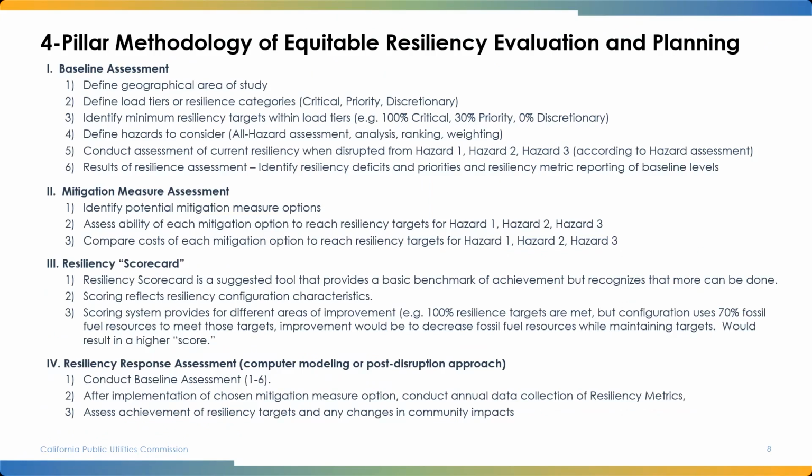Pillar 4 looks at the iterative nature of this methodology. This is where we use our metrics to answer how well did the investments do in reaching resiliency targets? Did the investments reduce impacts on the community? So we've set the metrics up in our baseline assessment, and in pillar 4, we go back and we look at how well those metrics did in an effort to understand what the next iteration of investments might be able to provide.